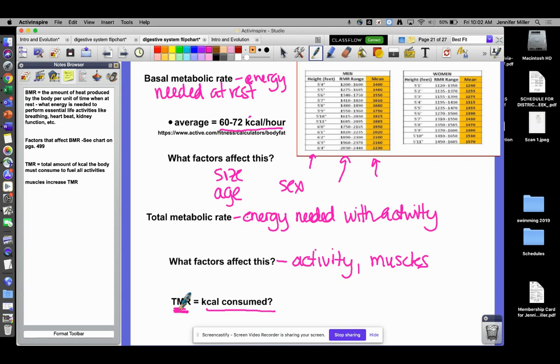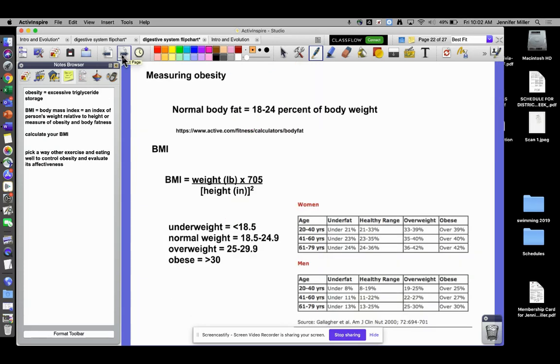So basically here you can see that if my total metabolic rate is equal to the calories I consume, then I'm not gaining or losing weight. If the energy I need is more and I don't consume as much, then I'm going to lose weight. If I need this much and I consume more, then obviously I'm going to gain. All right. So your total metabolic rate should be equal to the kilocalories or the calories that you consume every day.